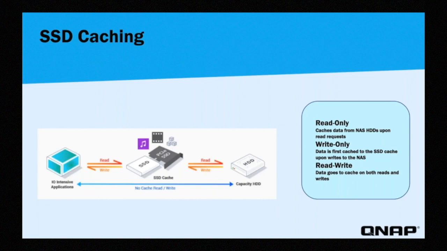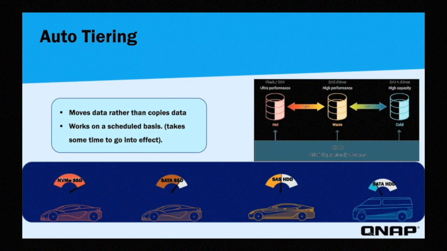When selecting a RAID type for your SSD cache, it's especially important to choose a RAID with redundancy if you're using write-only or read-write, as a RAID failure in these configurations could result in data loss. Read-only is a little safer in this regard, since the only data that gets cached will also be on the main HDD storage.